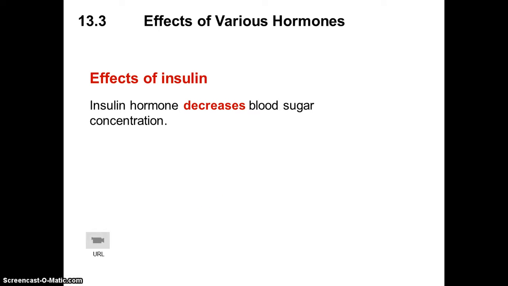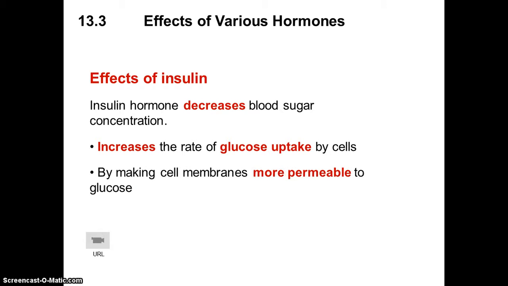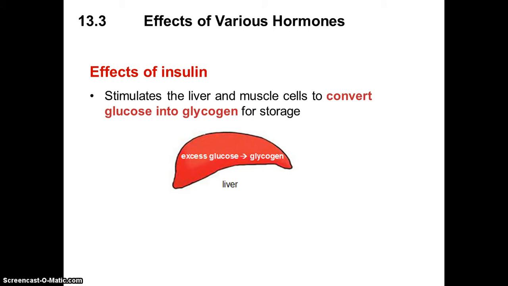Insulin hormone decreases blood sugar concentrations. Usually this happens after a meal. How does it decrease the blood glucose concentrations? First, it increases the rate of glucose uptake by cells. It also makes the cell membranes more permeable to glucose. Besides that, it stimulates the liver and the muscle cells to convert the glucose into glycogen for storage.